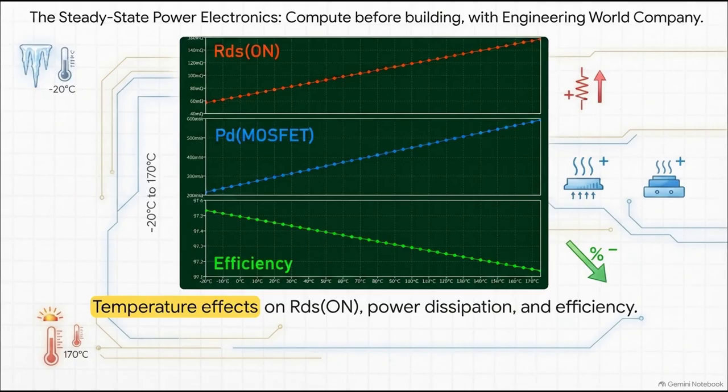Now, what's really fascinating about this slide is how perfectly the empirical data backs up that equation across some pretty extreme conditions, from negative 20 degrees Celsius all the way up to a blistering 170 degrees. If you look at the top graph in red, as the temperature rises, RDS(on) increases almost linearly. Now follow that down to the blue graph. Because resistance is climbing, the power dissipated climbs right along with it. And consequently, looking at the green line at the bottom, your overall system efficiency steadily drops.